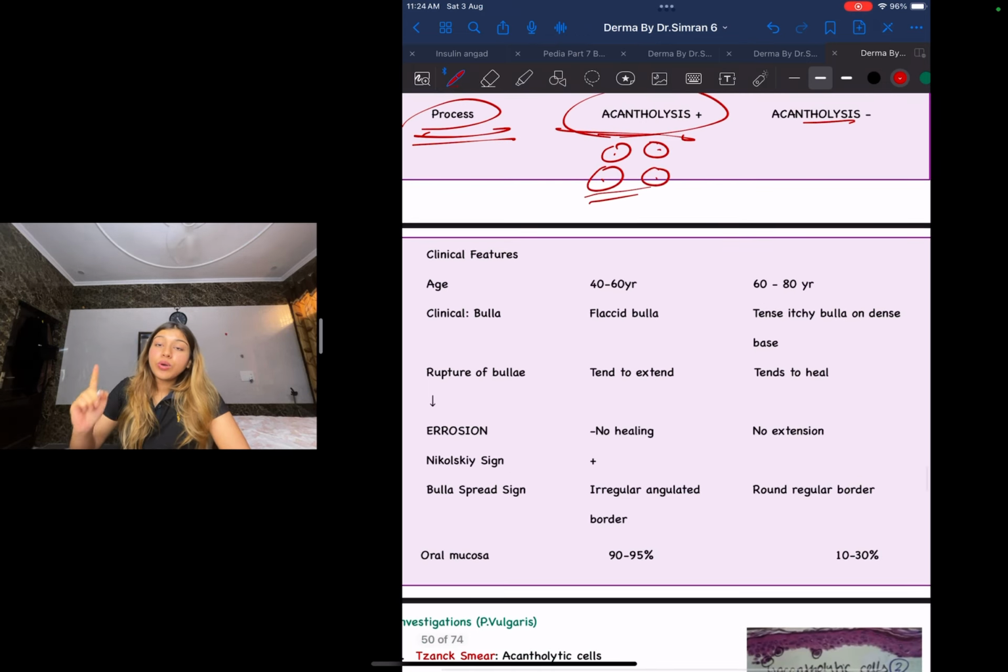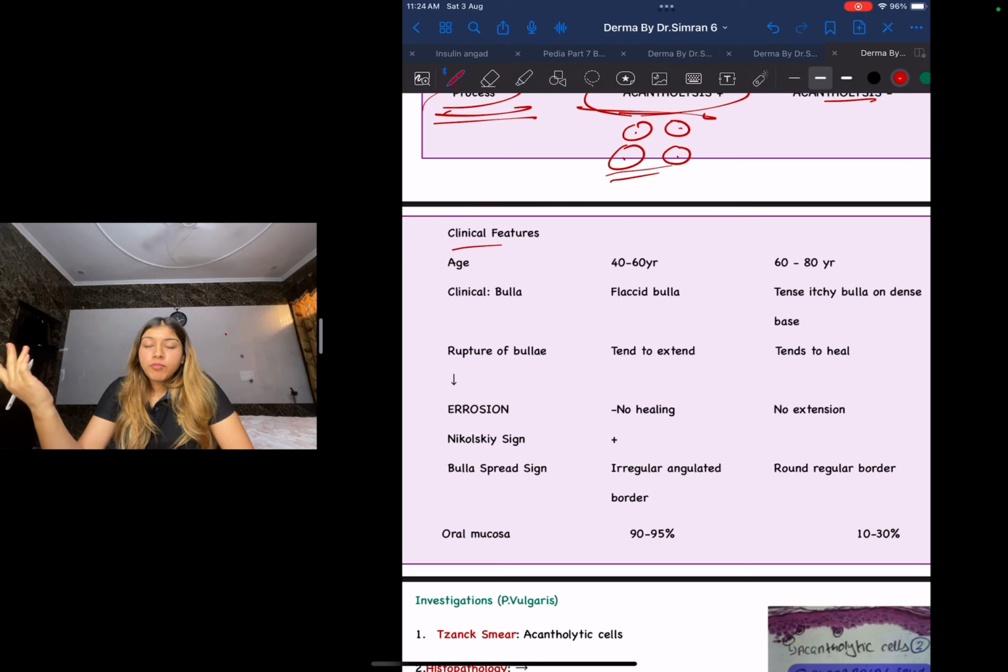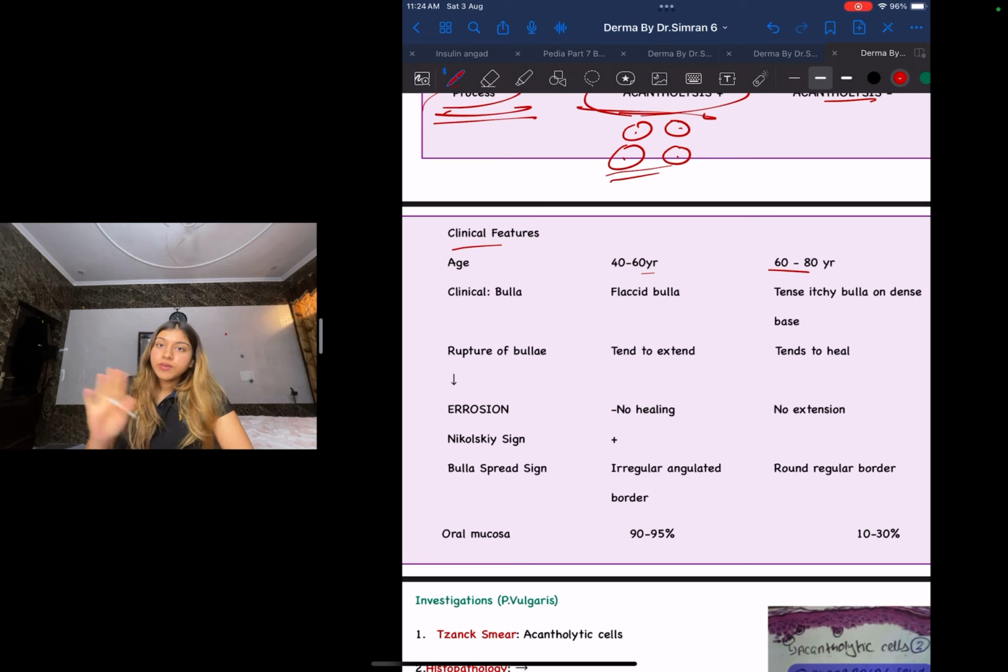Next guys, let us look at the clinical features. First, let us discuss pemphigus vulgaris. The age group, guys, is 40 to 60 years old, whereas bullous pemphigoid is going to be in the older people, 60 to 80 years old. Differentiate on the basis of age. Very important now guys, clinical bulla.